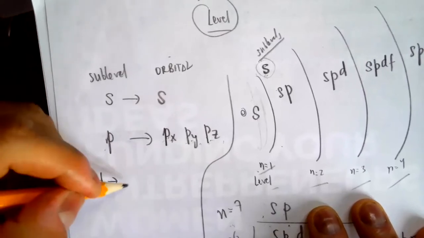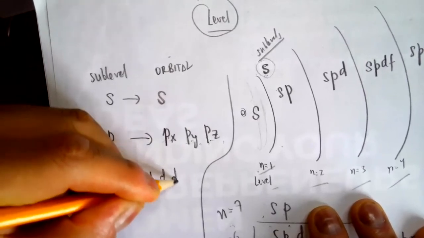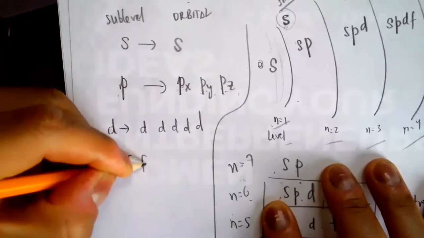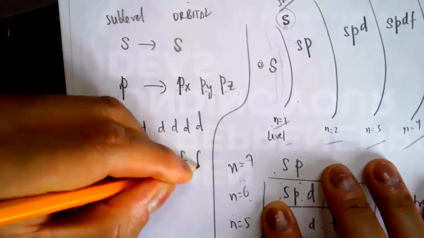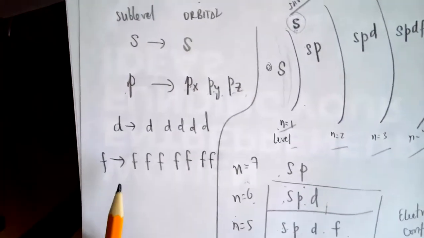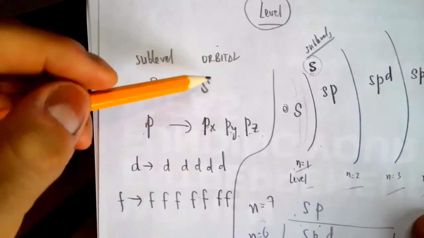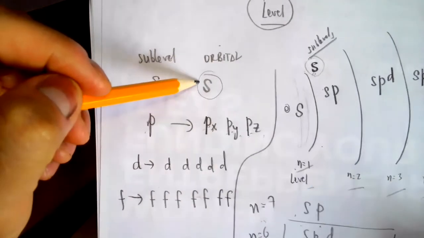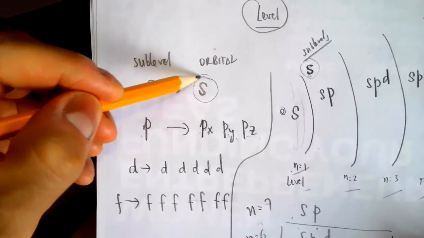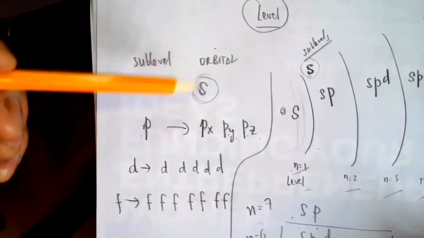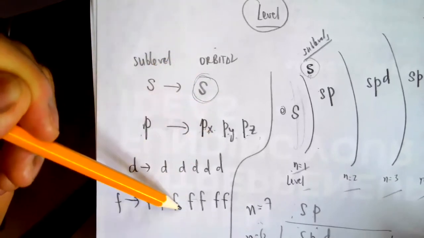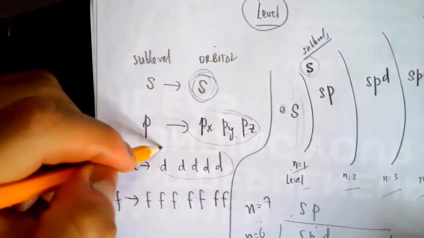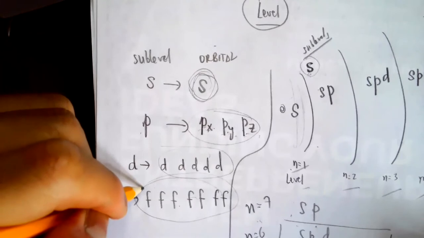What about the d? In the d, actually you have 5 d orbitals. And the f has 7 orbitals. So the s sublevel has only one, and it's easier to remember because they are all odd numbers: 1, 3, 5, and 7. Okay? So 1 s orbital only, 3 p orbitals, 5 d orbitals, and 7 f orbitals.